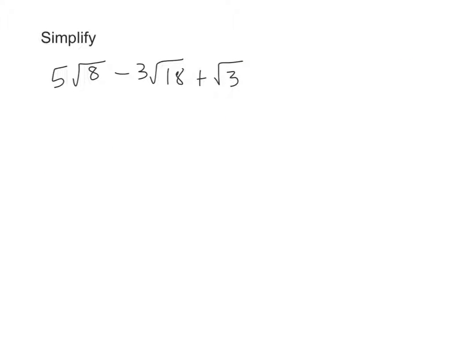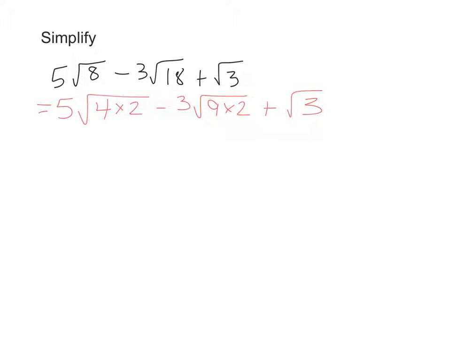And here's the last one. 5 root 8 minus 3 root 18 plus root 3. And I want you to try it. Simplify the radicand. So 8 has a perfect square factor of 4. So I'm going to make this 4 times 2. 18 has a perfect square factor, 9. So that's 9 times 2. But 3 does not have a perfect square factor. So it stays like that.